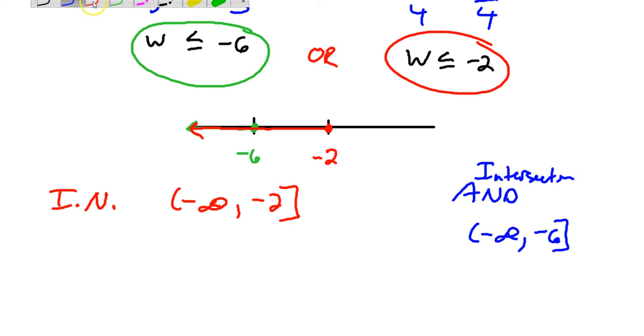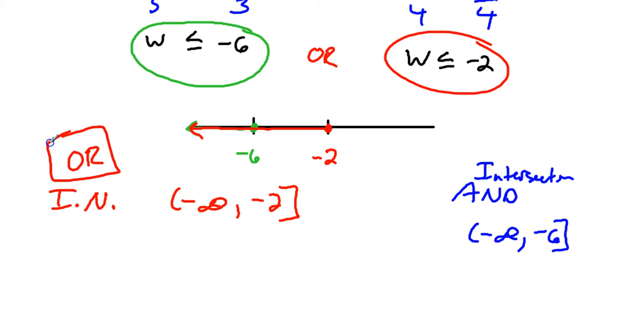Oh, because this one was the OR statement, correct? Okay, so if it's OR, you want anything at all that's on the graph. Doesn't matter what color it is. So we went from negative infinity. The green line stopped here, but the red line kept going. So in that case, you would cover everything from negative infinity up to negative 2.